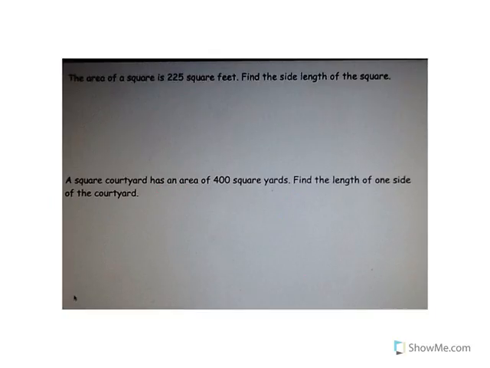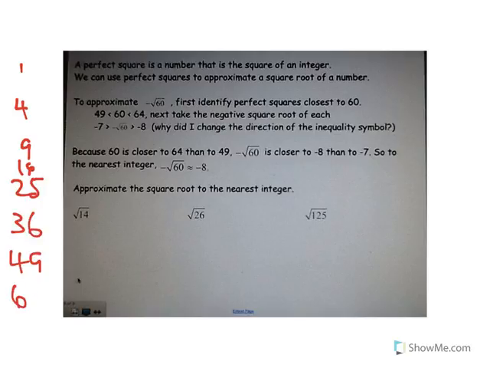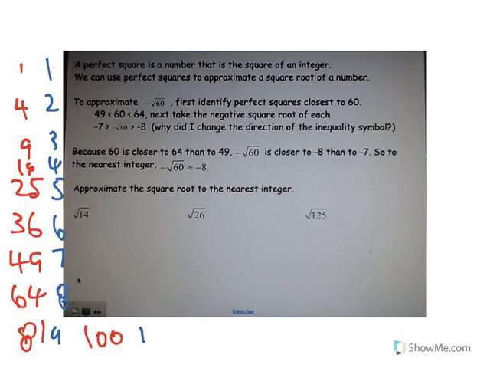We went over these problems in class, so I'm going to skip these. In terms of perfect squares, those are these numbers: 1, 4, 9, 16, 25, 36, 49, 64, 81, and 100. These are just 1 times 1, 2 times 2, 3 times 3, 4 times 4, 5 times 5, 6 times 6, 7 times 7, 8 times 8, 9 times 9, and then 10 times 10.